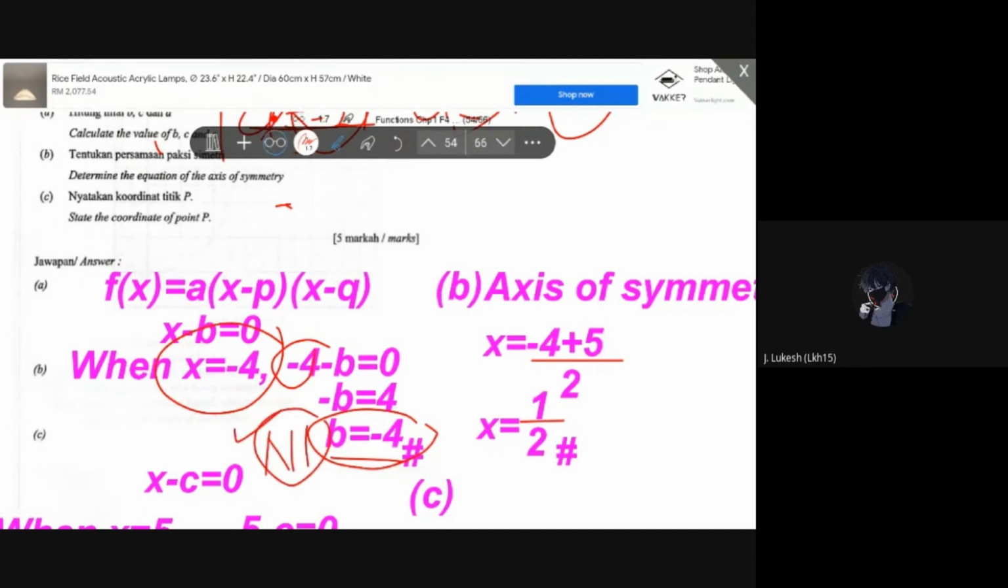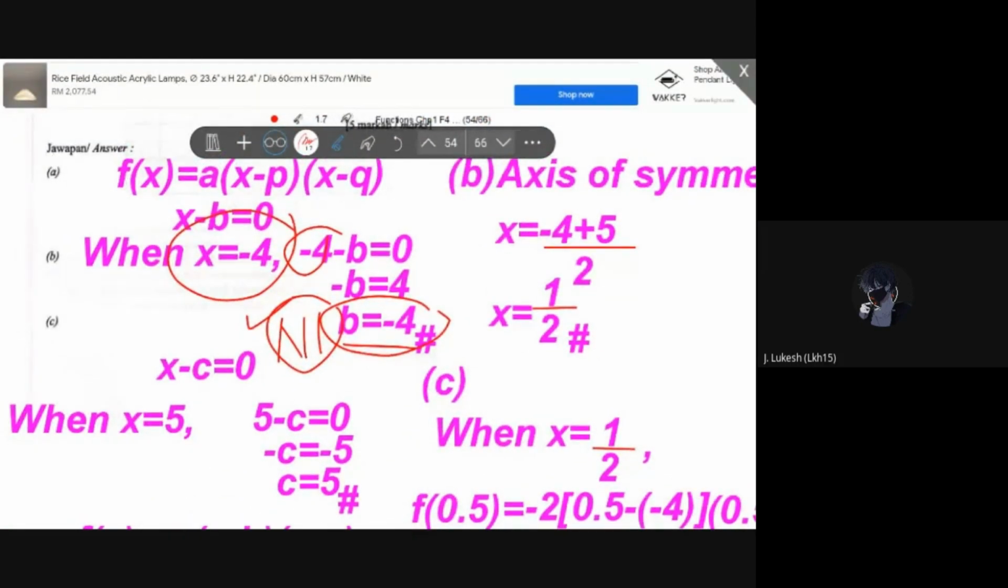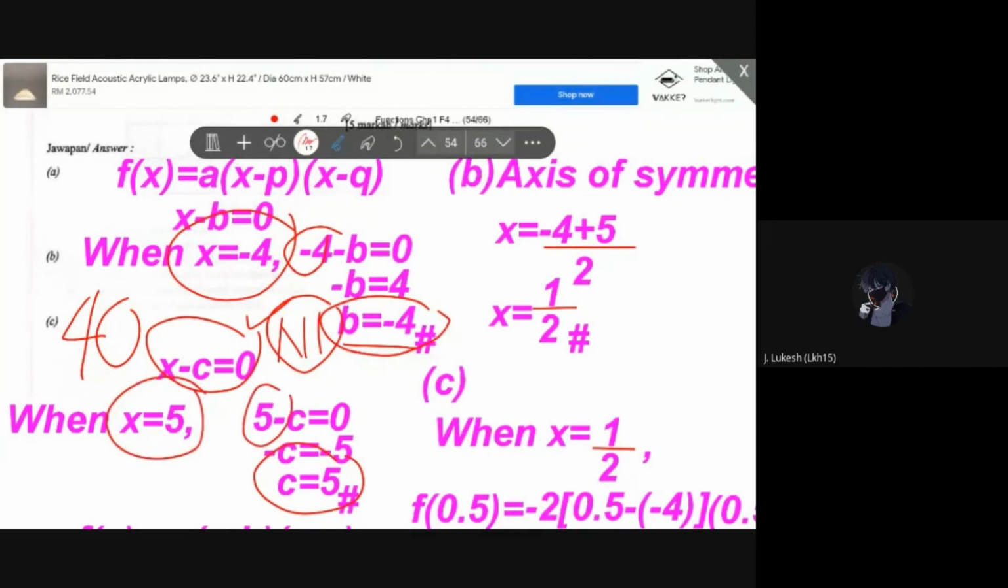So, konsep sama apply untuk dapat nilai C. Ingatlah, C ni bukan pintasan Y. If C is your pintasan Y, sepatutnya jawapan kamu 40. Tapi bukan, kan? It's not 40. So, C is not your Y-intercept. Ya, jangan terlalu fix dengan bentuk arm. Sebab yang ni bukan bentuk arm dah. Dah difaktorkan. The equation has been factorized. Okay? So, you can ganti X sama dengan 5 kat sini. You will get C equals 5. So yang ni N1. Satu markah.